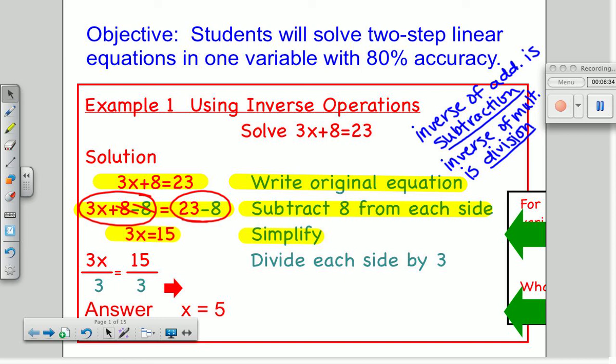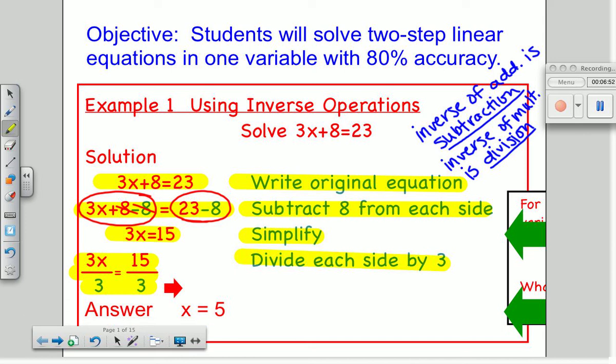Okay. I divide both sides by 3 because x is being multiplied by 3. The inverse of multiplication is division. So I divide both sides by 3. Here, divide by 3. Okay. Divide each side by 3.